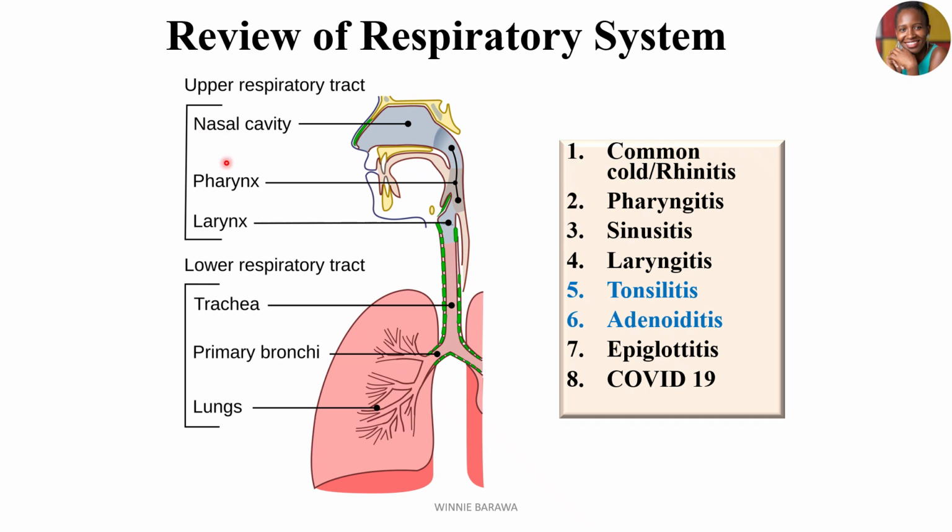So we have the upper respiratory tract and the lower respiratory tract. The upper respiratory tract has the nasal cavity, the pharynx, and the larynx, and this is our key area of focus. But the lower respiratory tract begins at the tracheal level, going all the way downwards to the bronchus, to the lungs, including the lobes, and even the pleural coverings. So in this class, we focus on tonsillitis and adenoiditis, and we will begin one by one, starting with tonsillitis and then followed by adenoiditis.